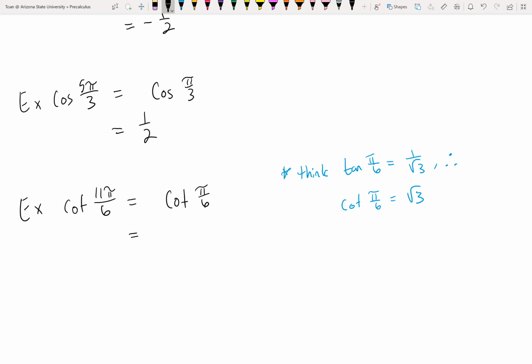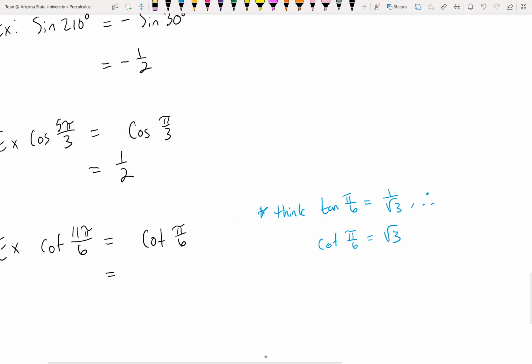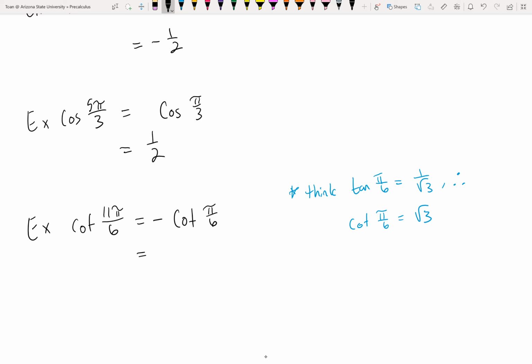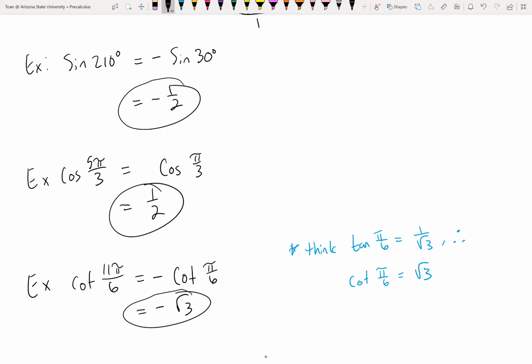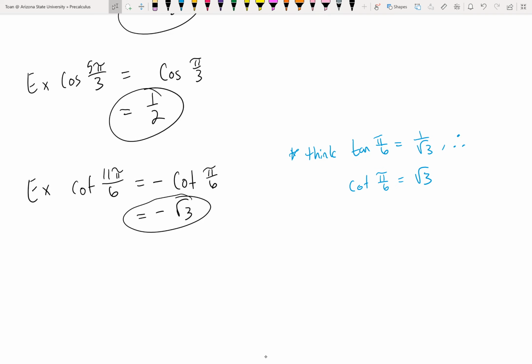Well, 11 pi 6 is in the fourth quadrant, and knowing that tangent or cotangent is x and y divided, in the fourth quadrant one is positive, one is negative, so when you divide them, you get negative. So cotangent of 11 pi 6 is negative radical 3. It just takes practice, guys. Honestly, it's no big secret. It's not anything nefarious. You just have to be good at it, and that is the expectation.